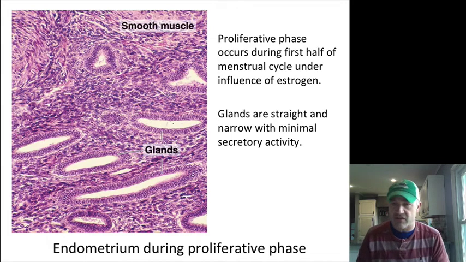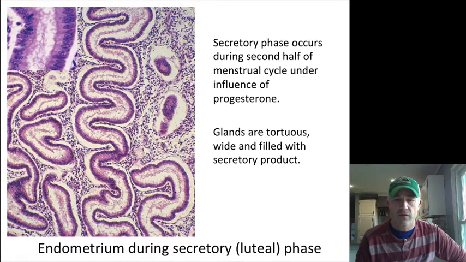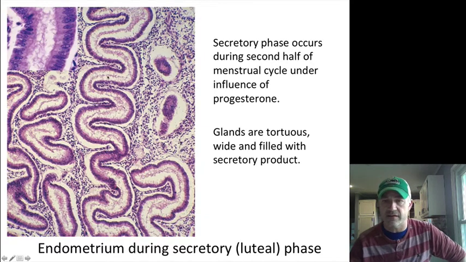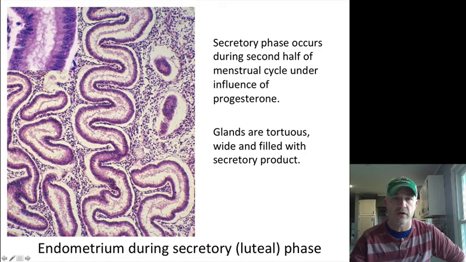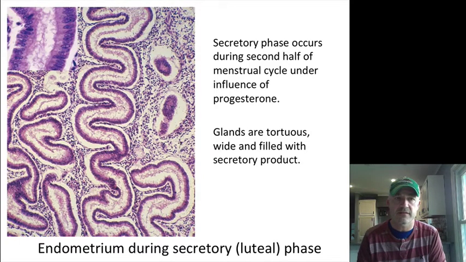These invaginations are not doing a lot of any type of secretion or anything. They're just, again, making a nice place for this to be able to attach in if a pregnancy were to occur. You can see the secretory phase here. The glands are much more involved, much more twisty-turny, and now are being filled with much more secretory products here in that luteal phase.